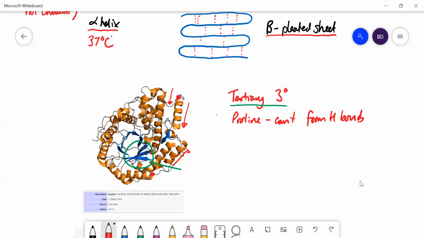Also, I mentioned earlier, some R groups like cysteine contain a CH2 and an SH. Now, what happens with cysteine is it can form disulfide bridges. Write that down.